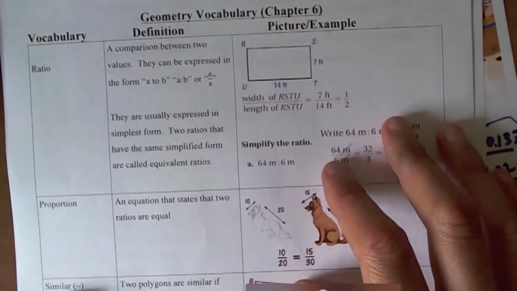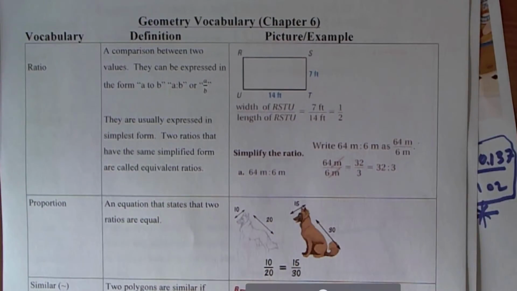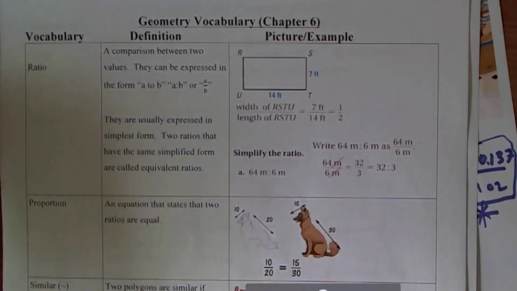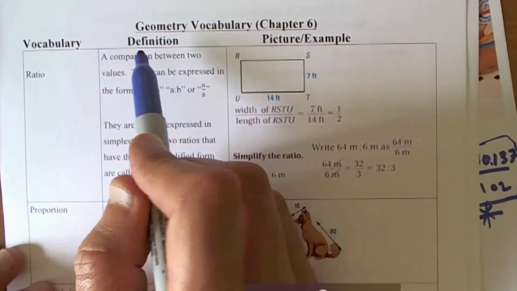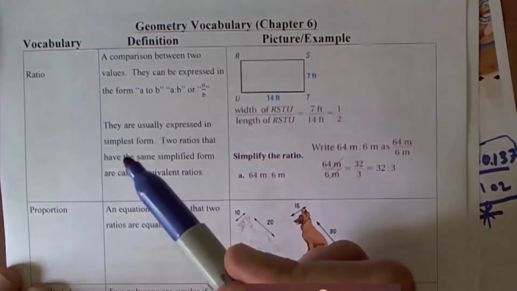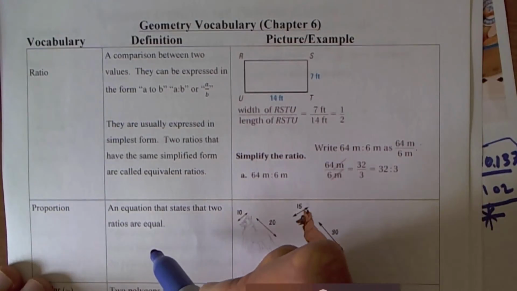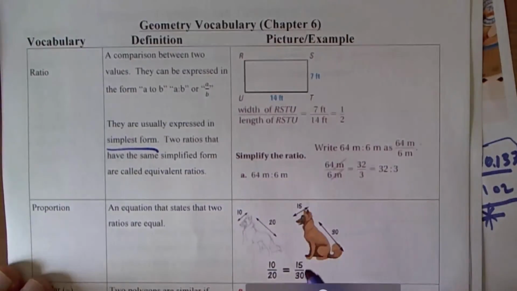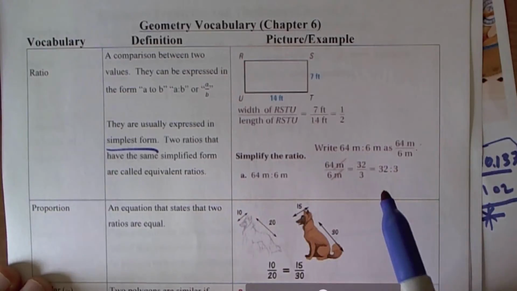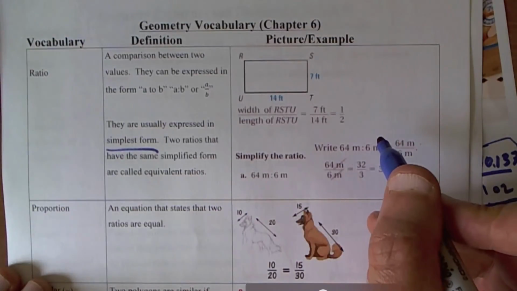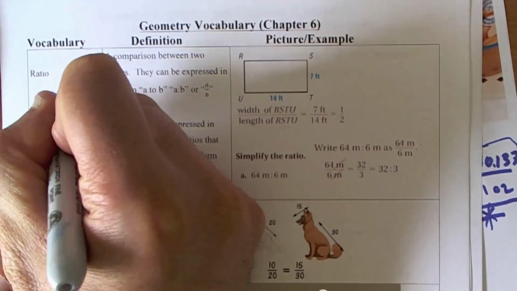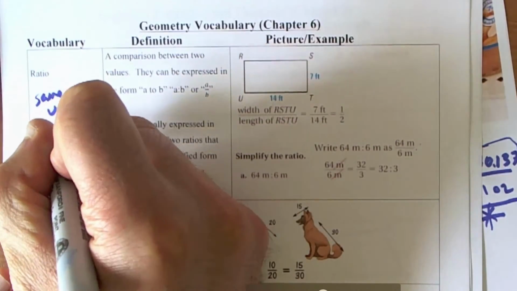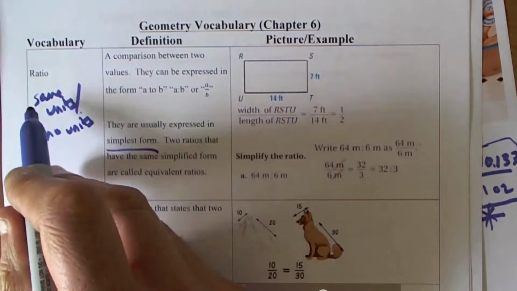All right, so let's finish by turning to our vocabulary sheet very quickly and just write down what we've talked about. So our vocab, first off, again, a ratio is a comparison between two values. You write them like this. We want to try to simplify them when possible. Again, a ratio is going to have the same units or no units, right? Because those units can cancel out, same units or no units.